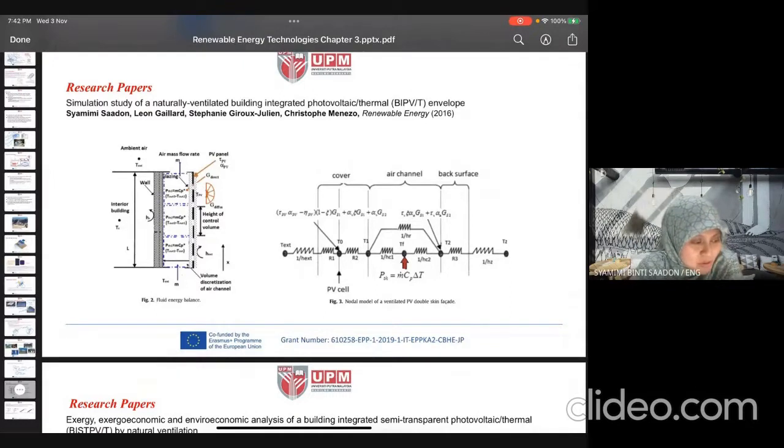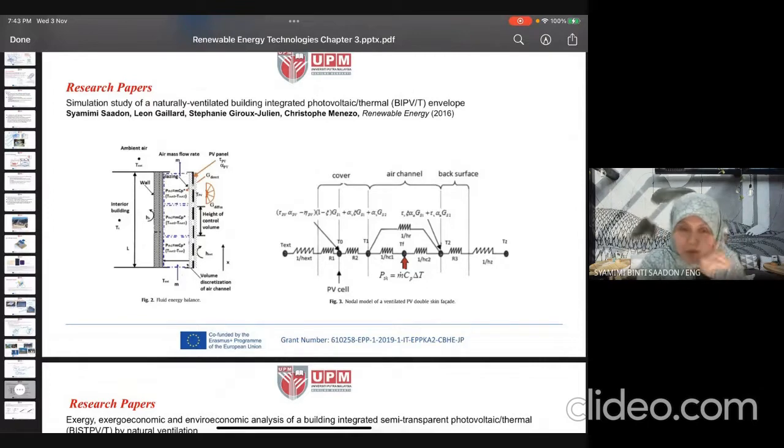It was about a simulation study of a naturally ventilated building integrated photovoltaic thermal, BIPVT, envelope. Envelope because of the double wall just now. Sometimes we call it double wall, or sometimes we call it envelope. The term envelope, building envelope, is quite widely used. Simulation study of it.